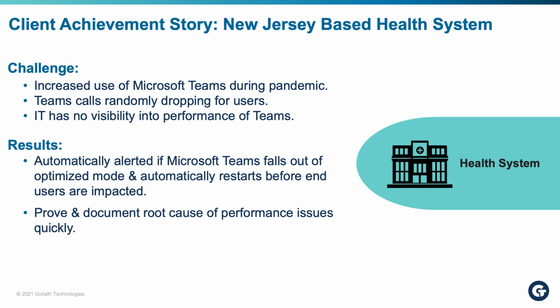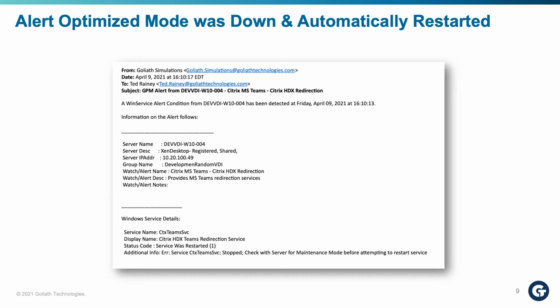If we go to the next slide, and we're going to show the software here in just a minute, this is the type of alert that you could get notified of. Now, this is in an email format, but what you will see is that it automatically lets you know that the optimized redirection service is down. And it will also tell you that it automatically restarted, so no action is needed.